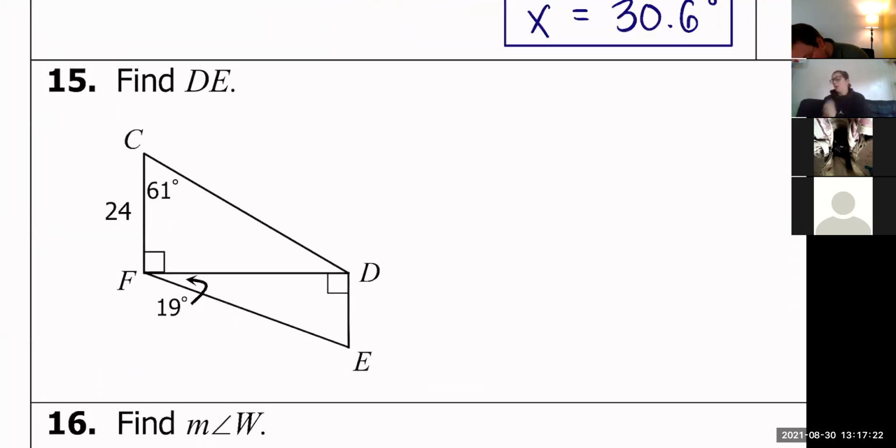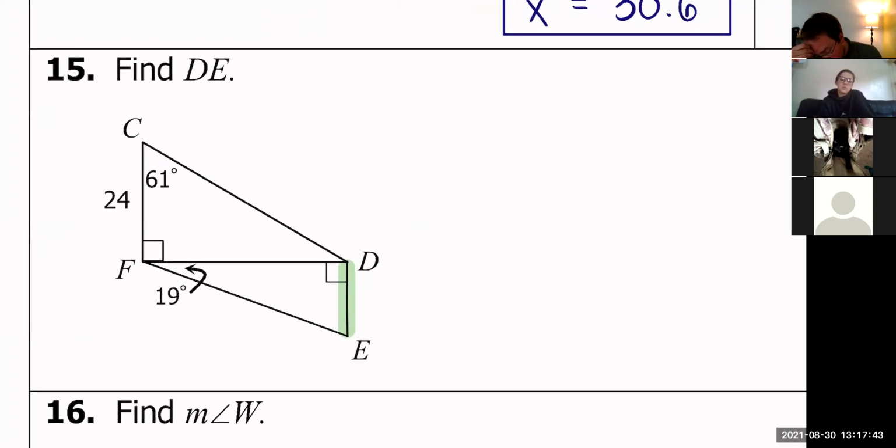It is asking me to find side DE. So I know it's kind of tacky, but I'm going to highlight it just so it stands out for me. I'm looking for this little side over here. And if I take a look at what I have, let's see. Well, where DE is currently located in this bottom right triangle, I have an angle measurement, but I don't know any of the sides of that bottom right triangle. So unfortunately, I don't have enough information yet to just jump right into that side.